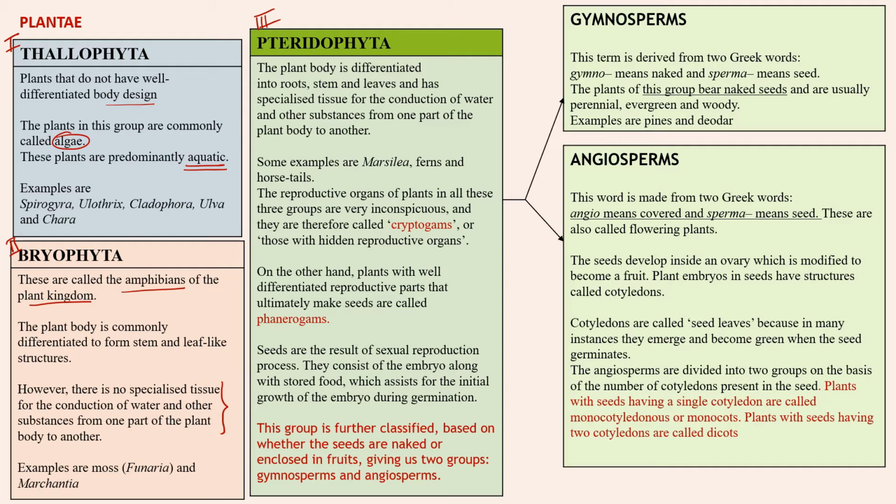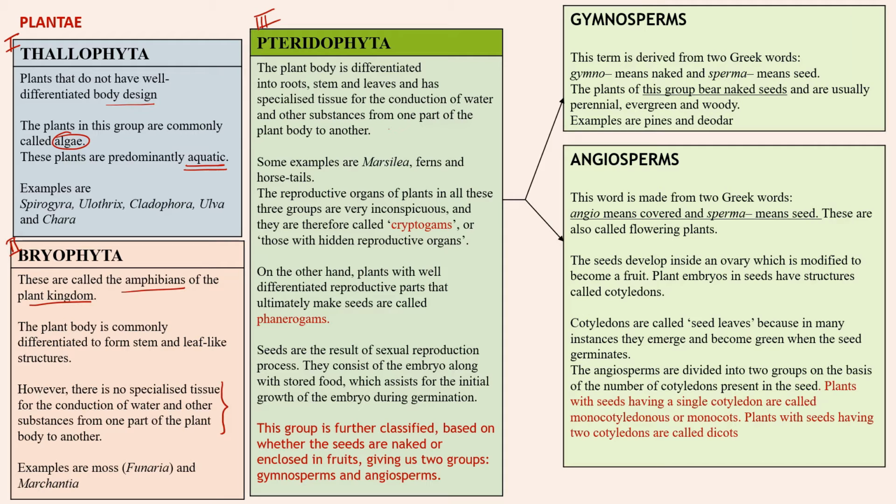Now third is Pteridophyta. The plant body is differentiated into root, stem, leaves and has specialized tissue for conduction of water and other substances from one part of the plant body to another. So they have well developed channels and well developed tissue which will transport the food material and water from one part to another part. Some examples are Marsilea, ferns and horsetail.